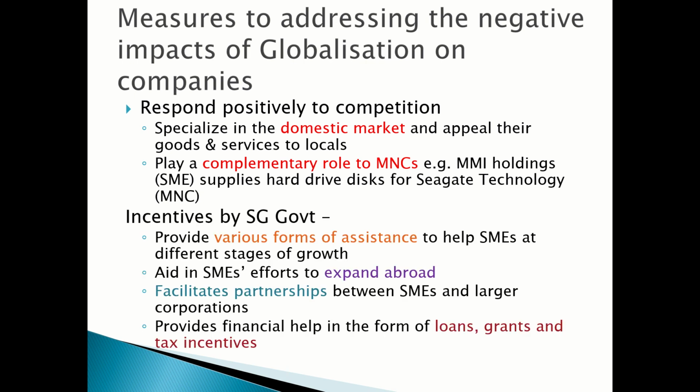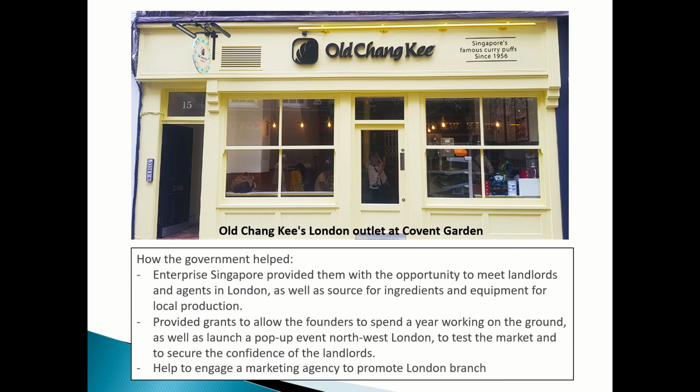The Singapore government also tries to help by giving forms of assistance to help SMEs expand overseas as well. So they facilitate partnerships, give funding, any form of loan, grants or tax incentives. One very classic example is actually Old Chang-Kee. So this is an Old Chang-Kee outlet in London. You see on the screen how the government helped: they provided them with opportunities to meet landlords and agents in London, helped them source for ingredients, provided grants. All this becomes a base for them to tap on so that they're able to venture overseas.